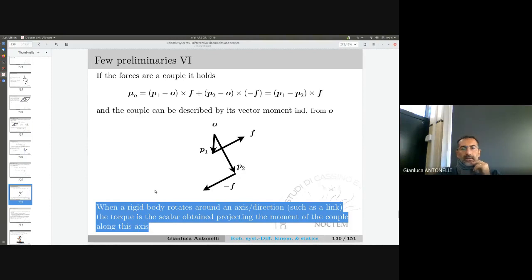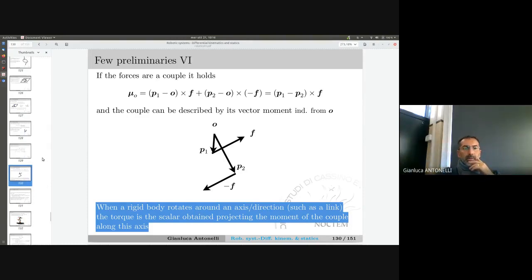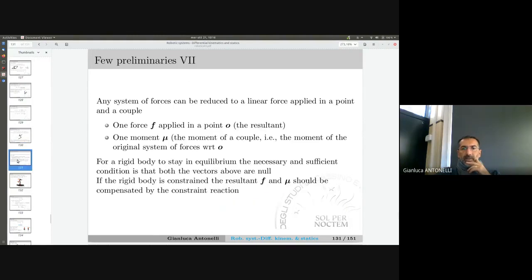We will discuss dynamics later on, and we will be able to compute the dynamics of a generic kind of robot. This is only for the students of computer science.